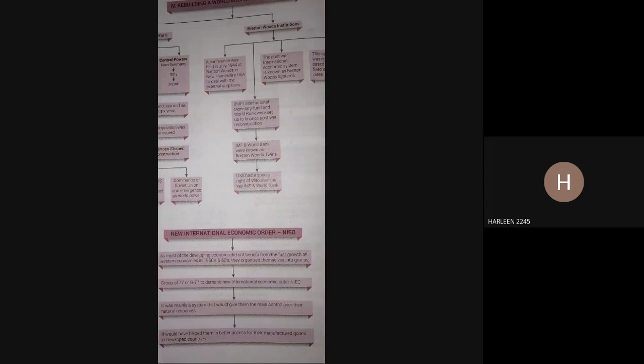The last part is the New International Economic Order, NIEO, as most of the developing countries did not benefit from the fast growth of the Western economies. So at that time they organized themselves as a different group. They established the Group of 77 countries to demand the new international economic order. It was mainly a system that would give them control over their natural resources. Through the NIEO, the Group of 77 would get better access for their manufactured goods in developed countries.